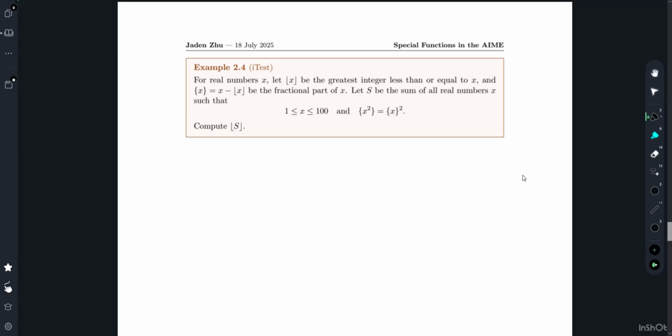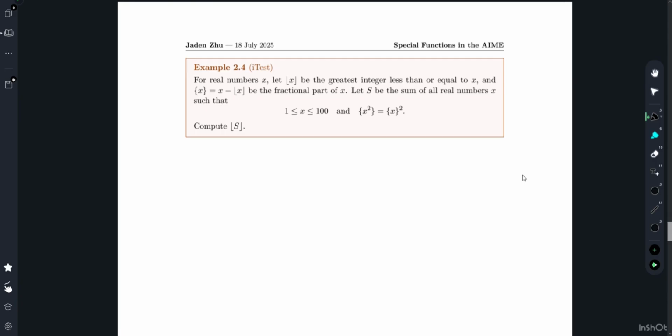Hello guys, today we'll go over an AIME problem, which is also example 2.4 in my special functions handout. For real numbers x, let the floor of x be the greatest integer less than or equal to x, and the fractional part of x equal x minus the floor of x.